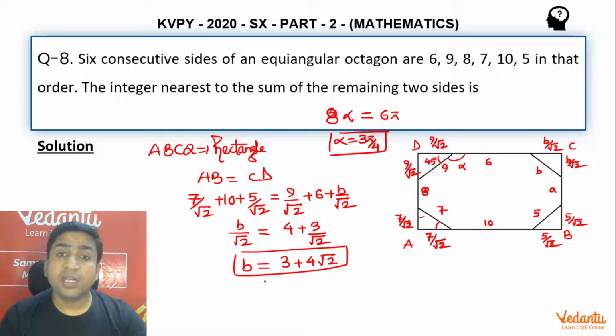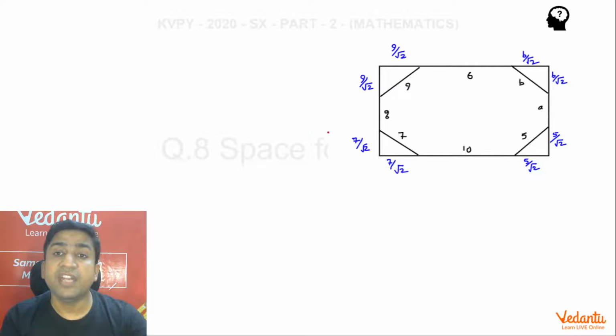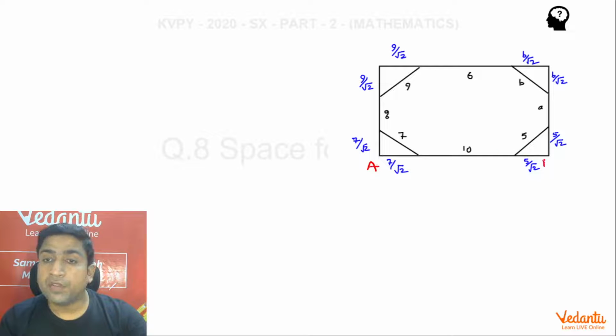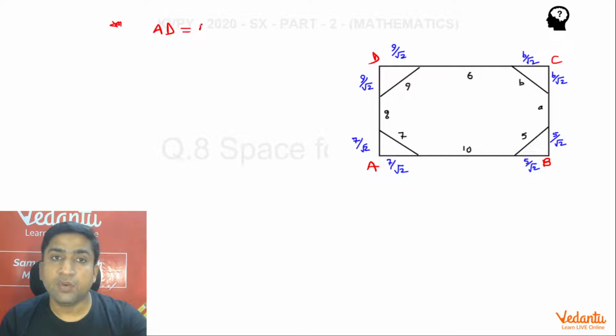Similarly, I'll equate the next opposite edge. I'm just going to show you, in this case, if I try to compare the next opposite edge, that means AD is equal to BC. So AD length is going to be what? 9 by under root 2 plus 8 plus 7 upon under root 2. This is equal to, how about BC? It's going to be 5 by root 2 plus A plus B upon root 2.